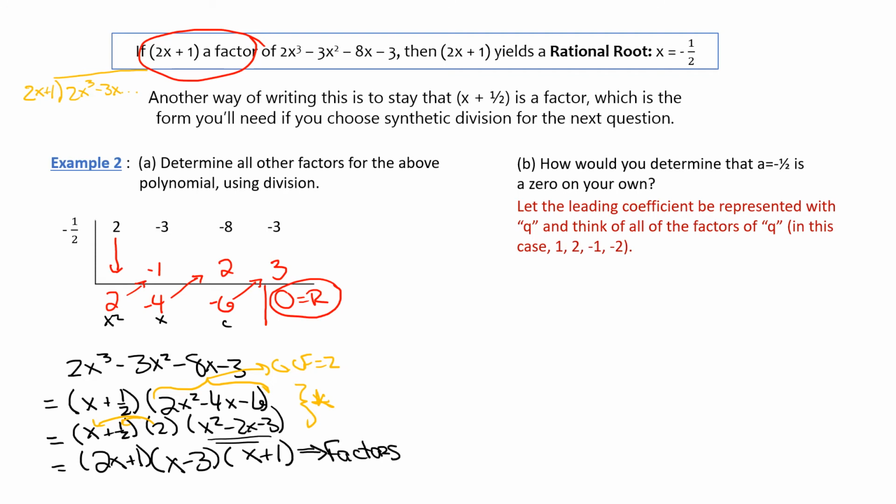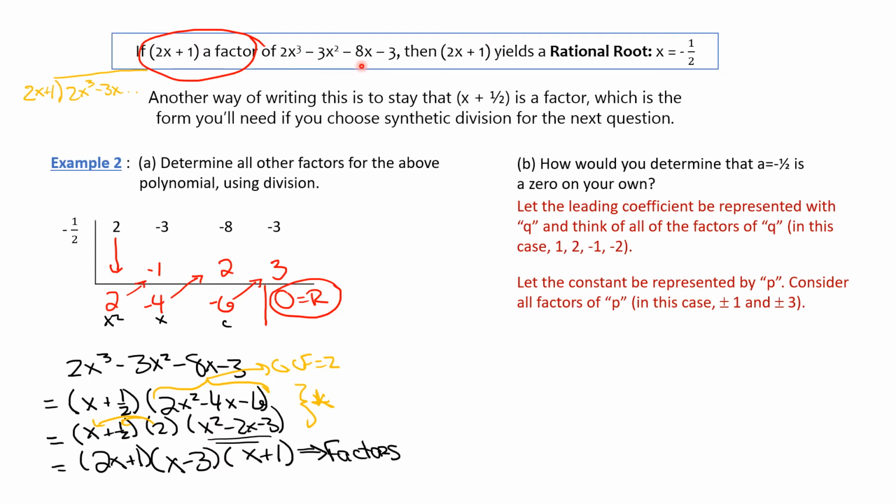What we do is we take the leading coefficient that you have in your polynomial, in this case we had a 2. This is my leading coefficient. Let the leading coefficient be represented with a q. And we're going to think of all the factors of q. So all the factors of 2 are 1, 2, -1, and -2. So that's our first step. We get all of the factors of the 2.